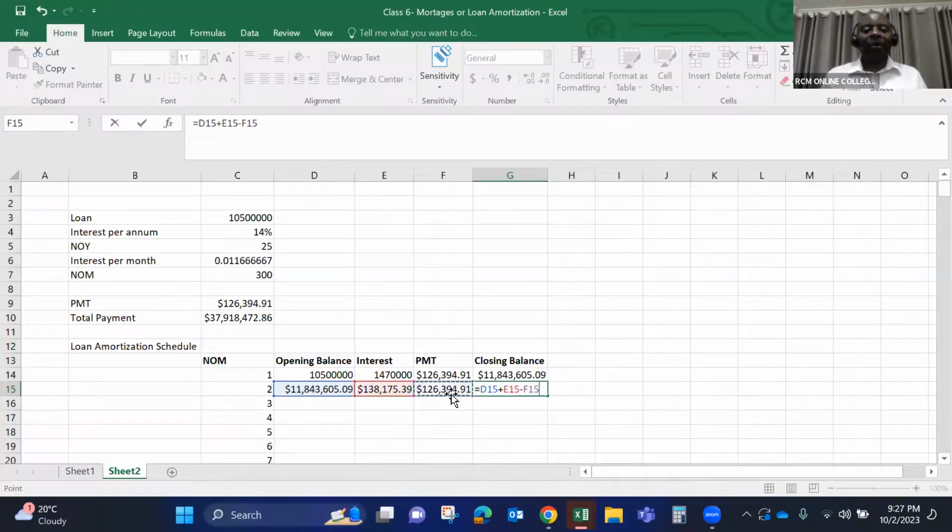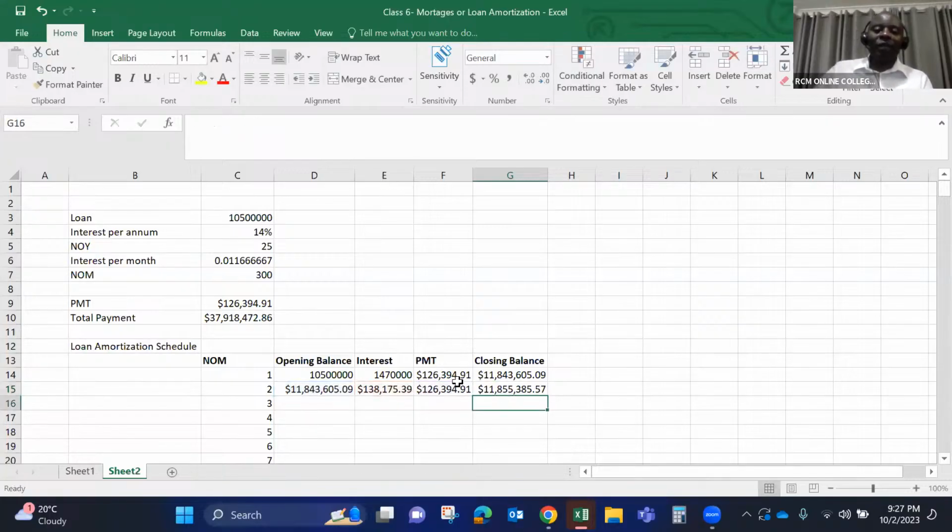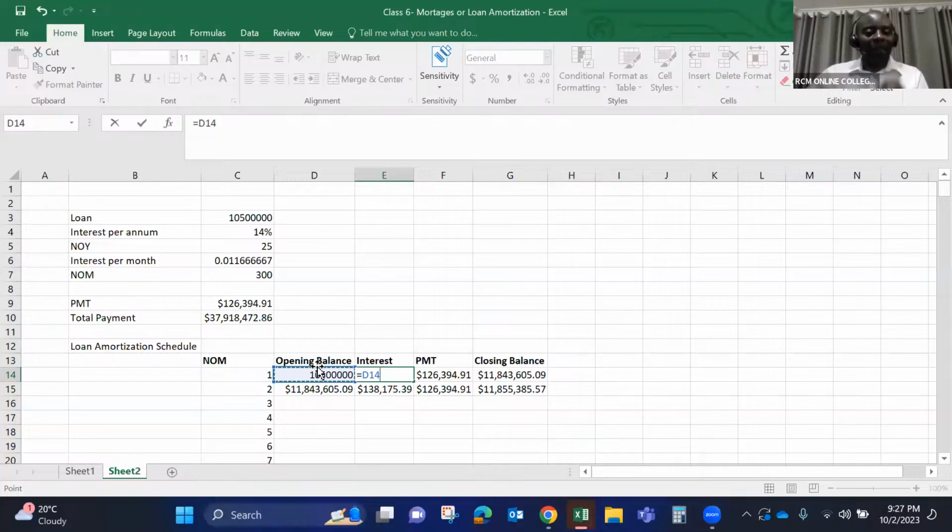Okay. Minus the payment. People are saying your interest rate is wrong. Go to interest of year 1. So interest of year 1, she took C4. Imagine she went back to 14%. Please correct that one. Say equals. You take the opening balance first. Opening balance for year 1 times the interest rate per month. Close it. Lock it. F4.